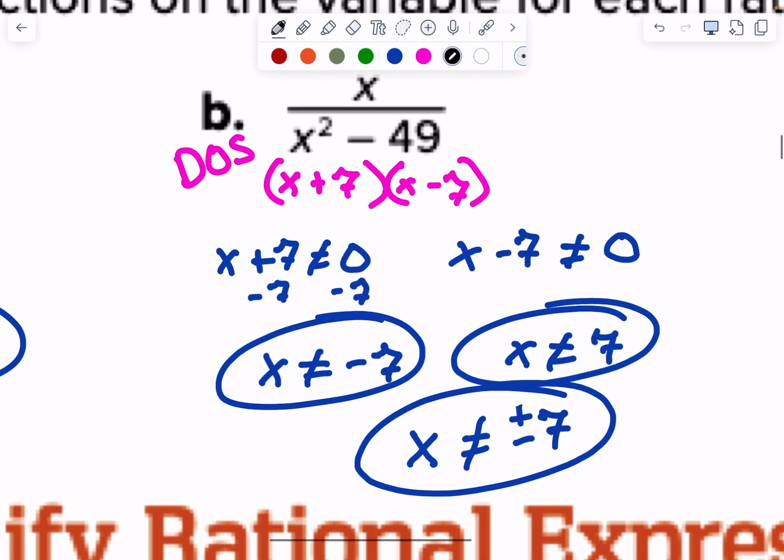Oh, because if x was negative 7 and I put negative 7 in here, negative 7 plus 7, this guy would end up being 0. Now, this guy would end up being negative 14, but what's 0 times negative 14? Still 0 on the bottom, so that's bad. So we have to look at both sides of it to make sure that whatever we plug in is not going to end up giving us 0 on the bottom.